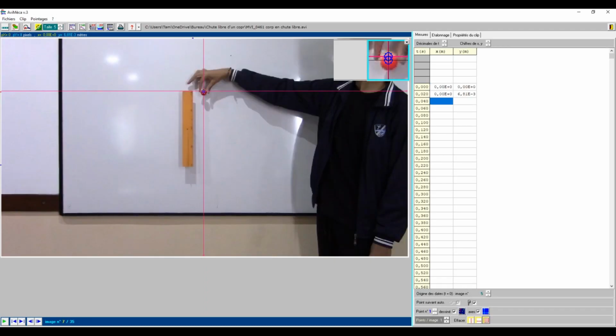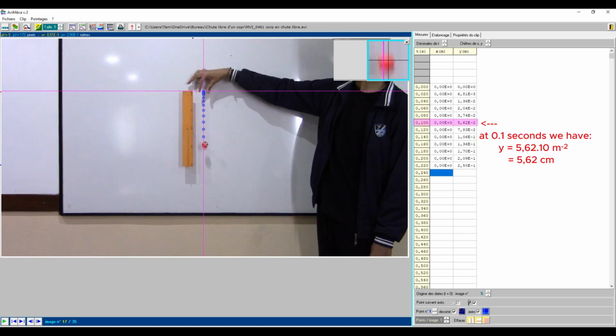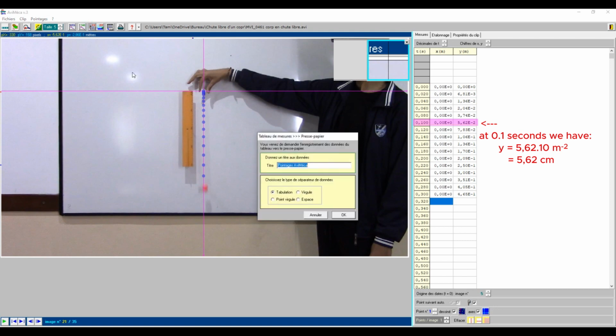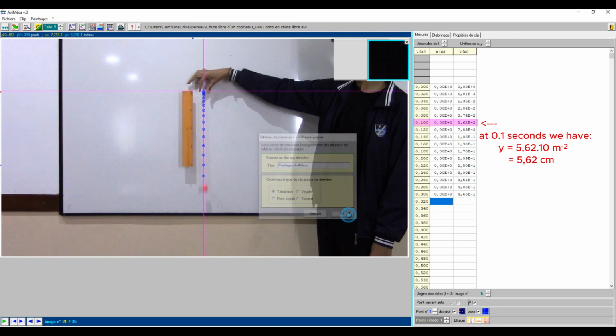Using the software, AVI Mecha, he plots the movement of his center of inertia, G. What we are interested in here is knowing the ordinate, y, of the ball at each instant, t. For example, at 0.1 seconds, we have y equal to 5.62 times 10 to the power of minus 2 meters, which is equal to 5.62 centimeters.